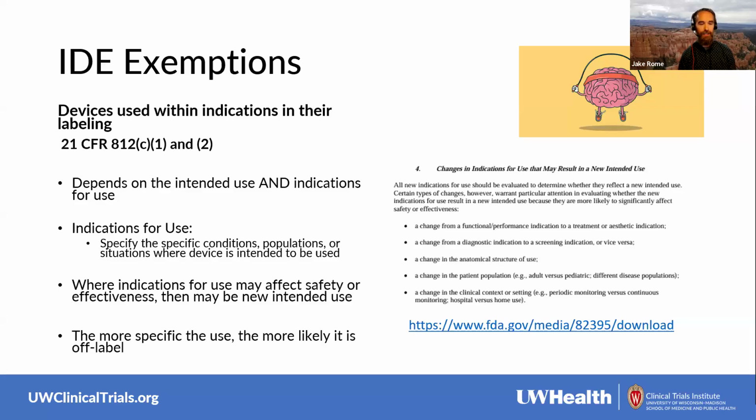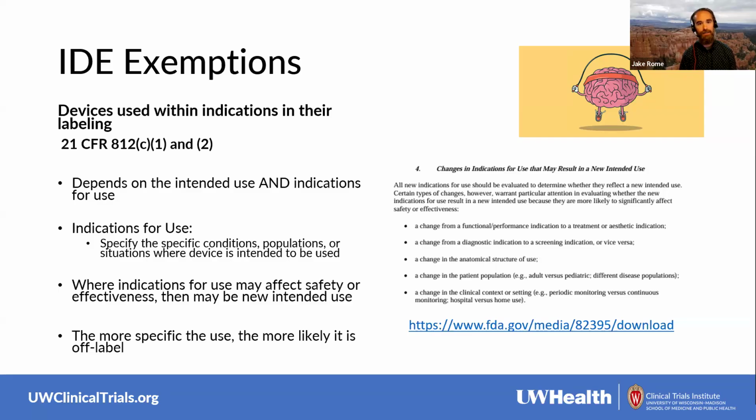So IDE exemptions, there are a handful of them, but there are two that I'm going to focus on in this presentation. The first is devices used within their indications approved in labeling. And so there are the regulatory citations there. So if you're evaluating a device through its approved or cleared use, you are IDE exempt, and you do not need to jump through any particular hoops related to your FDA submission. Again, you need IRB approval, and you need to indicate what FDA regulations apply, but there aren't additional regulations that apply to you outside of basic consent and IRB requirements.